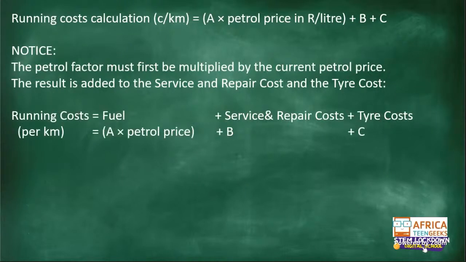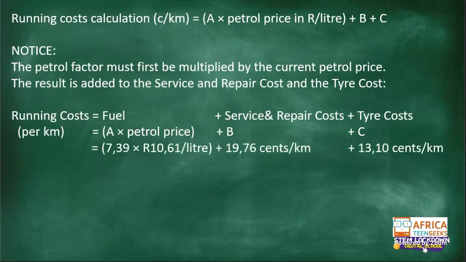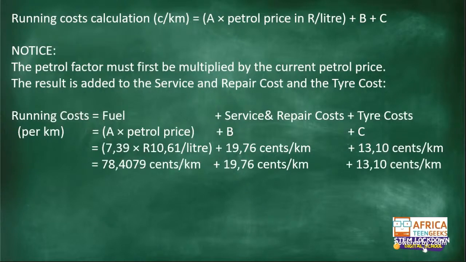We say that the running costs, firstly, is fuel. Secondly, is the service and repair cost. And then the third one is the tire costs. And of course, we have just multiplied the first one because our vehicle there has got the engine capacity of 1,400 cc. And once you have multiplied the factor here by 10.7, then you have 78.479, plus the service repair costs and the tire costs.